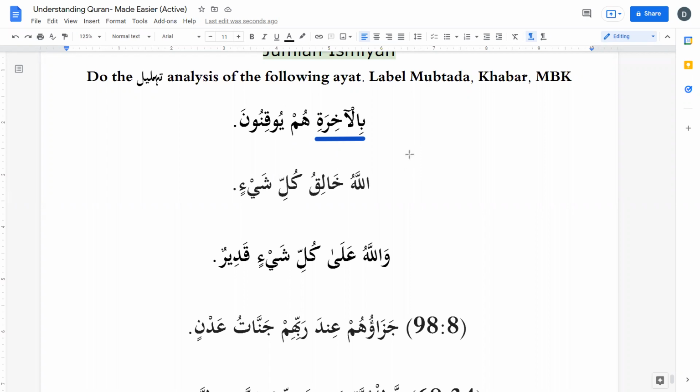And then we have hum, independent pronoun. And independent pronoun, mostly they come as mubtada. So hum is mubtada. And yuqinun is a word we haven't learned in the lessons yet, because we have been doing ism studies. Yuqinun is present tense. It's a fail, but it is coming as khabar. So this present tense fail is coming as khabar, and we can say that this is jumla failya khabar. We are using square for khabar and circle for mubtada, and we are going to underline MBK. So yuqinun is coming as khabar, but this is a present tense fail.